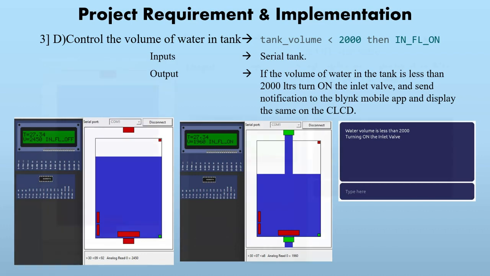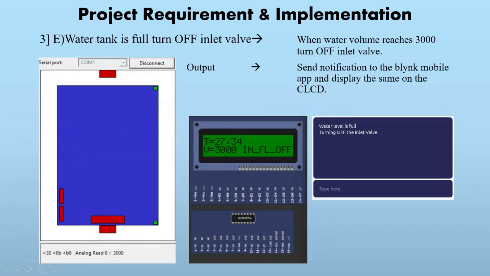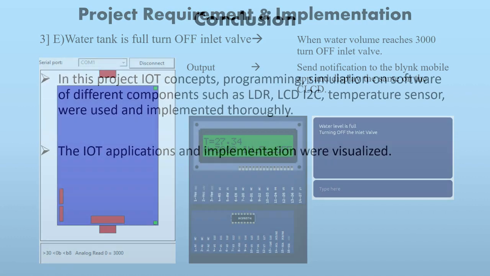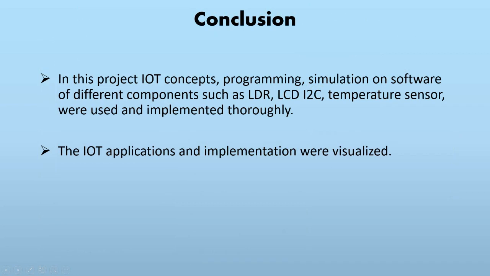This is a final requirement: if the water tank is full, we need to turn off the inlet so that it doesn't overflow from above. We can see 3000 and inlet flow is off, and we can show this on the LCD and on the Blynk mobile app where it says water level is full, turning off the inlet valve. With this I would like to conclude the presentation.